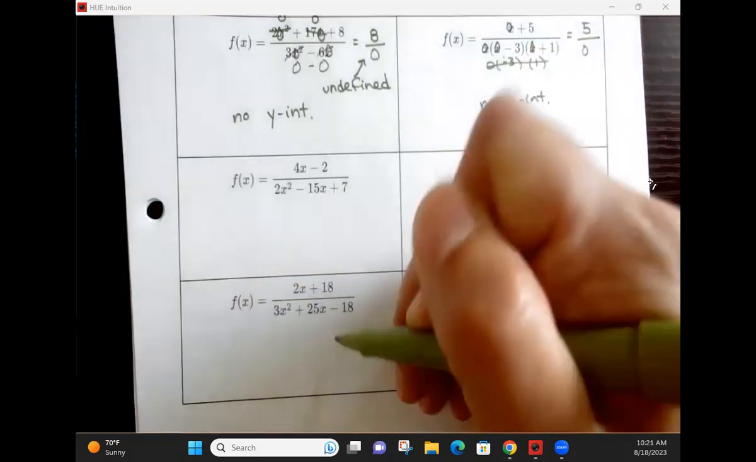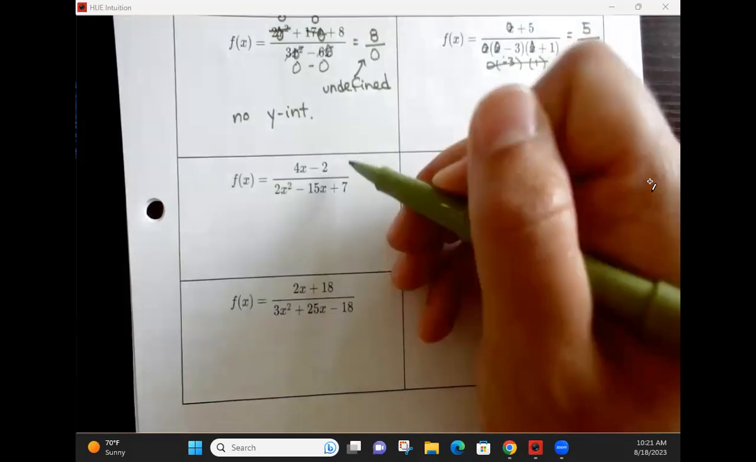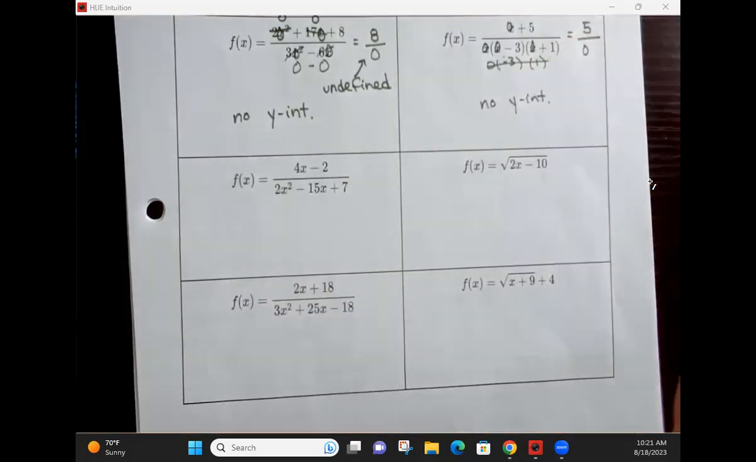These two right here, the two functions remaining in that left-hand column, also rational functions. I want you to try and find that y-intercept for me for those. This guy and this guy.